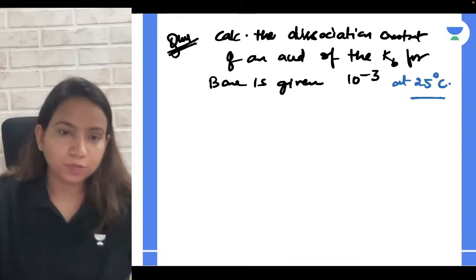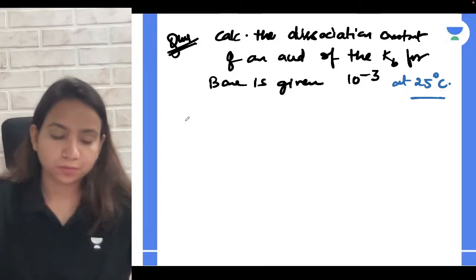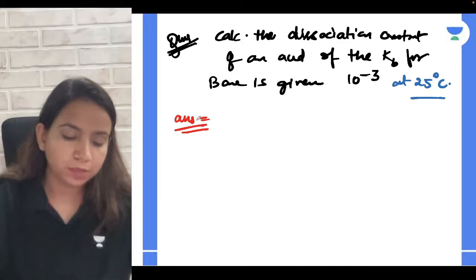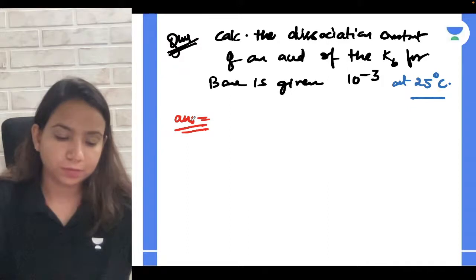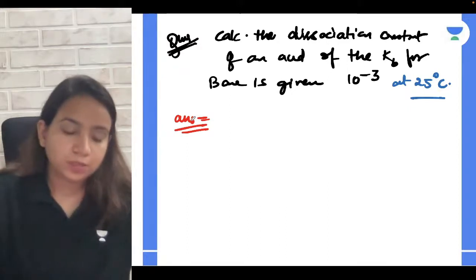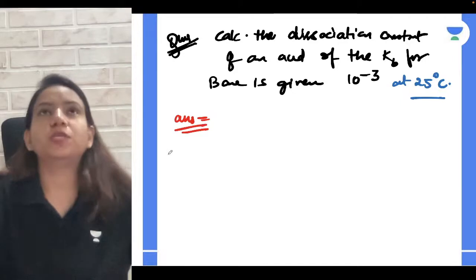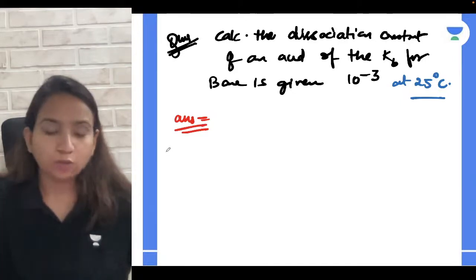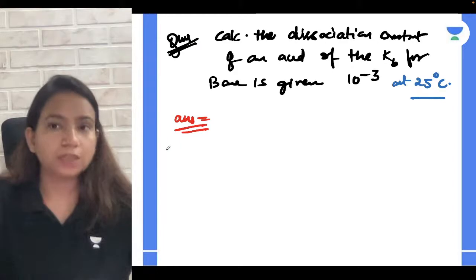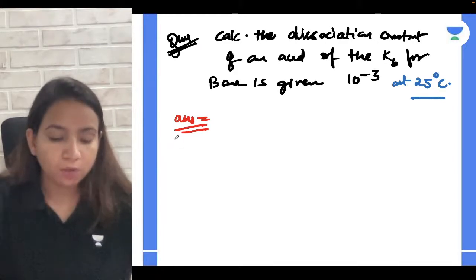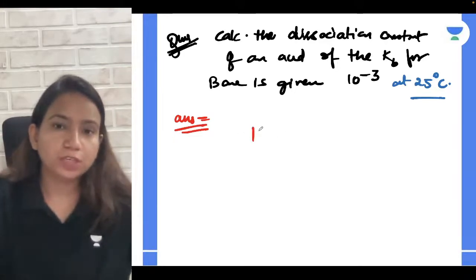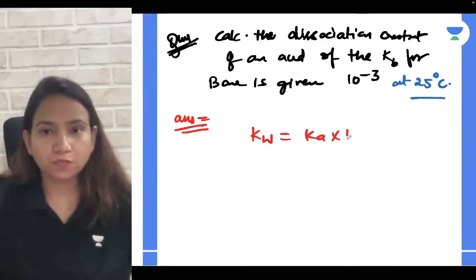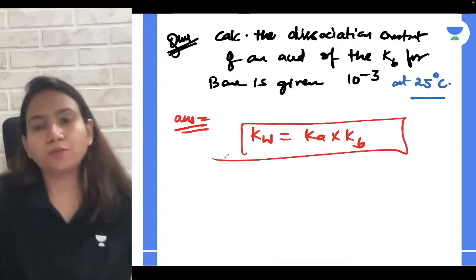Now try to calculate. I'm giving you 1 minute. Think how you can get the answer. It's very simple. Think about the relationship between Ka and Kb. If Kb is given to you, how can you find Ka? What can you relate it with? So you can relate Kw is equal to Ka into Kb. This is the formula, no? I hope now everyone can relate.